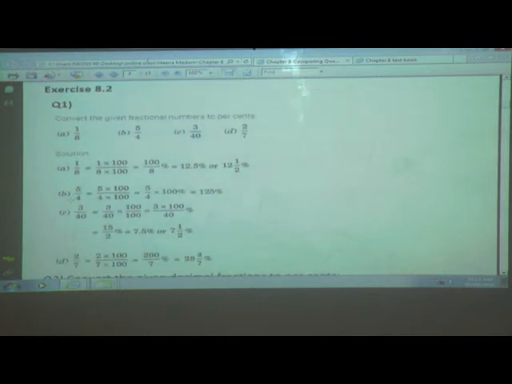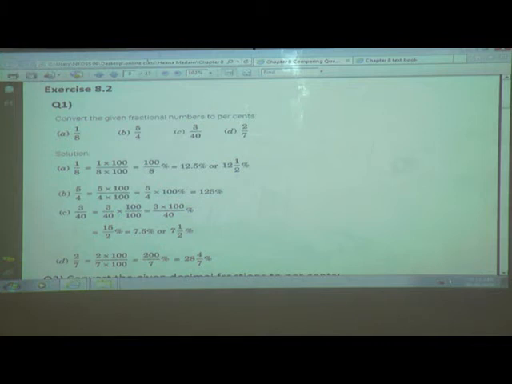We will see some conversions, converting the given fractional numbers to percent. You know percentage, and you are very familiar with fractions. To convert into percentage means we always have to compare it out of 100. This we learned in the previous class, the 6th standard: to convert any fraction into percentage, we multiply it by 100. So here 1 upon 8 is the given fraction, and we have to convert it into percent.